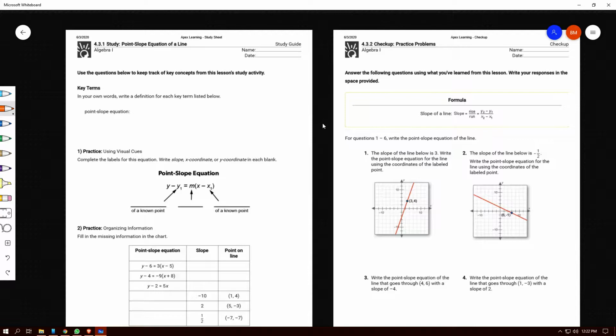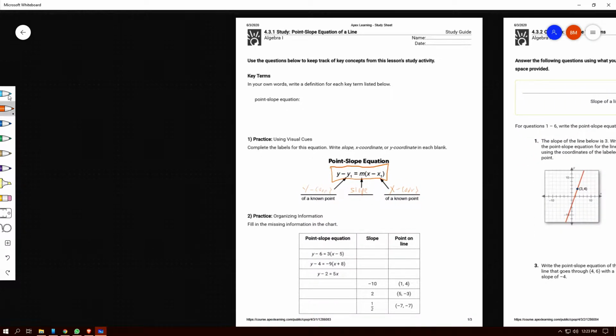All right, and now we're going to talk about something new, the point slope equation. They give us the point slope equation here. It's y minus y1 equals m times x minus x1, where m is my slope, and the y1 is just the y coordinate of a known point, and the x1 is the x coordinate of a known point.